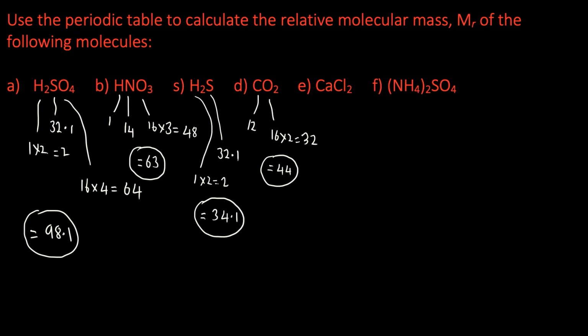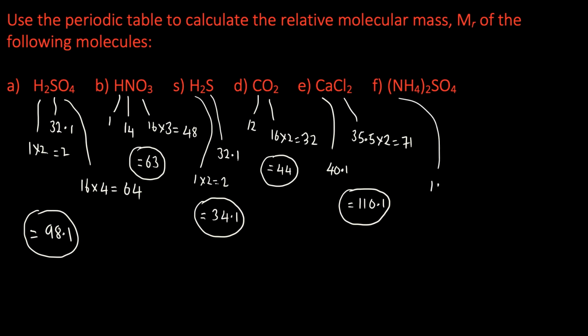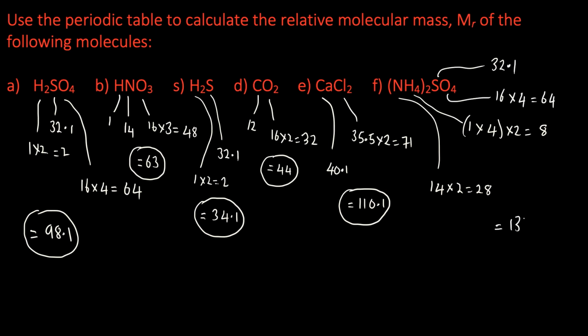In E, calcium has a mass of 40.1, chlorine is 35.5 and there are two of them. Add them up and the answer is 110.1. And finally in F, nitrogen has a mass of 14 and there are 2 of them. Hydrogen has a mass of 1 and there are 8 of them in total. S has a mass of 32.1 and O is 16 and there are 4 of them. And the total mass is 132.1.